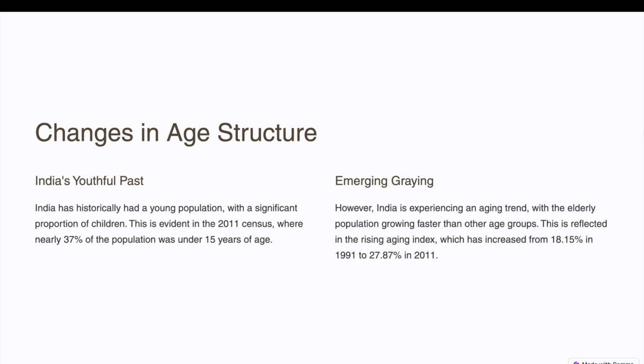In summary, India's population structure is evolving, shaped by declining fertility, increasing longevity, and migration patterns. The youth bulge offers immense opportunities, but challenges like unemployment and age related imbalances must be addressed.